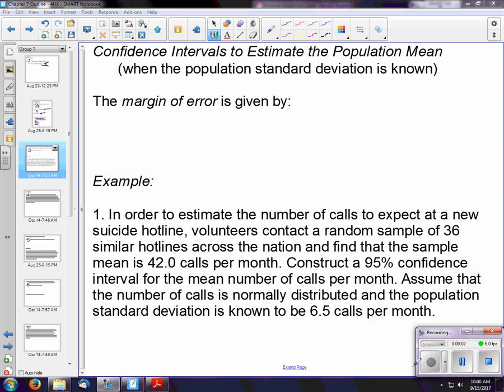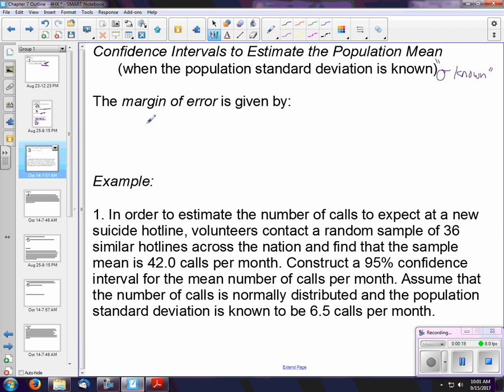Hi there, Rachel Chase here, and in this video we will look at how to calculate a confidence interval estimating your population mean when the population standard deviation is known. Keep in mind that population standard deviation known is shorthanded as sigma known.